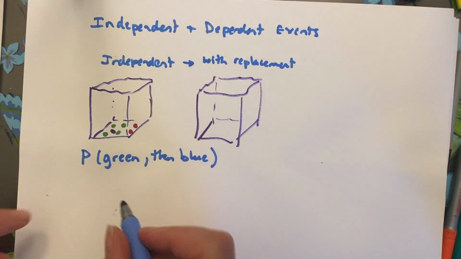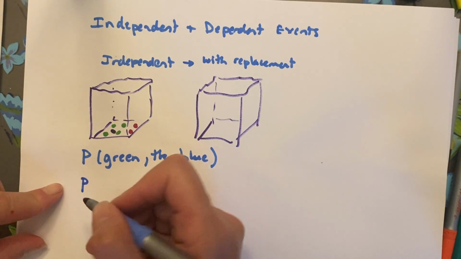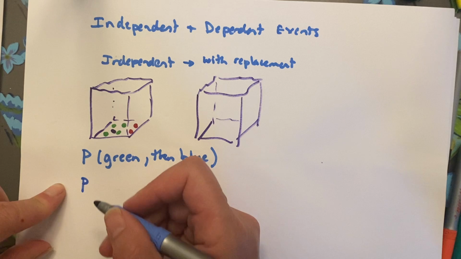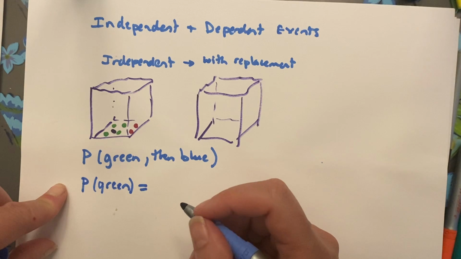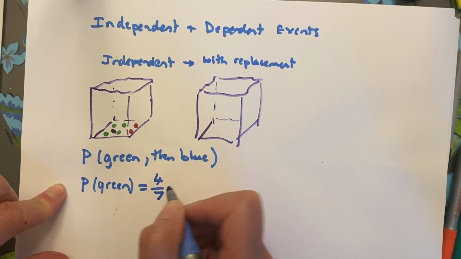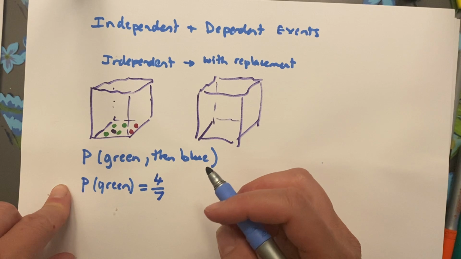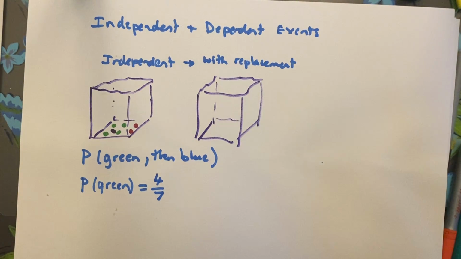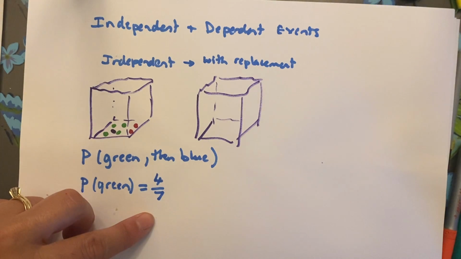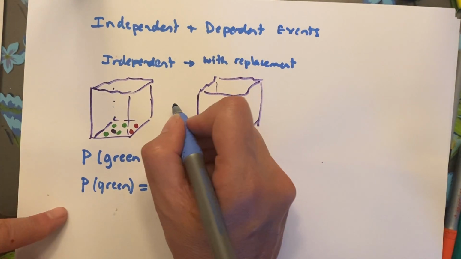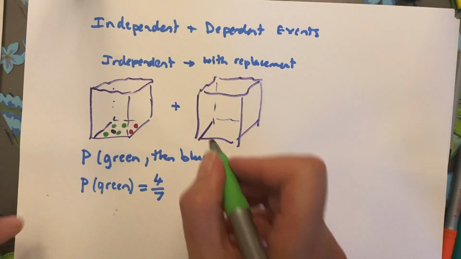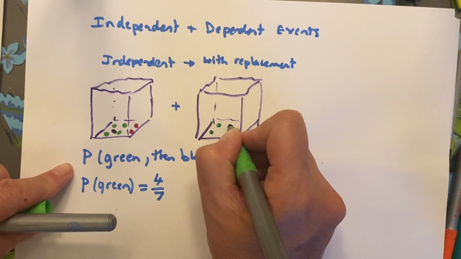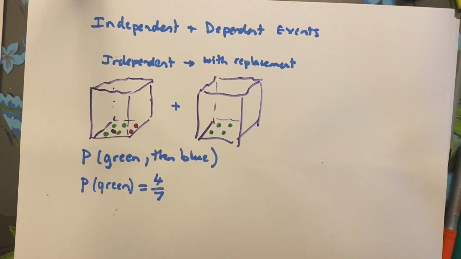Okay, so first I'm going to pick green. So when I pick green, I can pick 4 out of 7, right? I have 4 chances to get it, out of 7. But because I put it back in, because I put that same marble back in, I pick the green and I put it back in, I still have the same amount of green to pick from the second time, the same amount of blue, and the same amount of red.